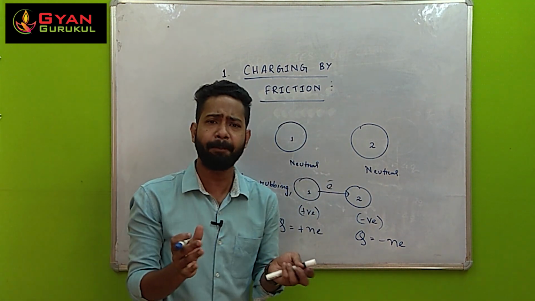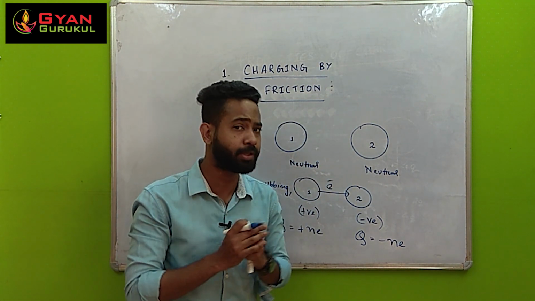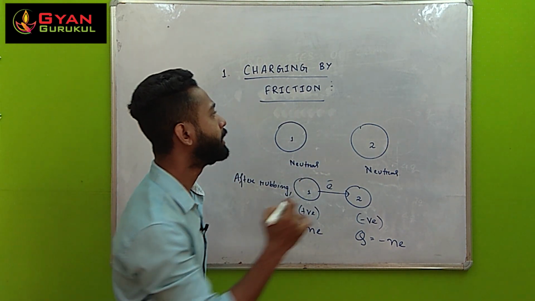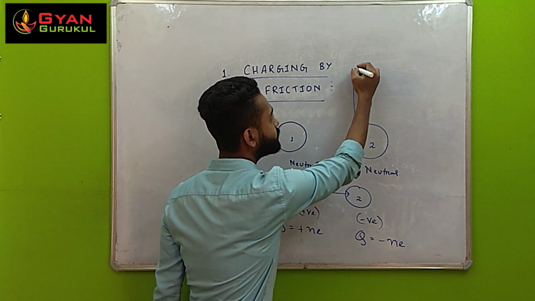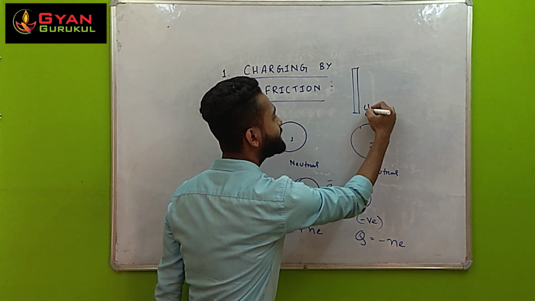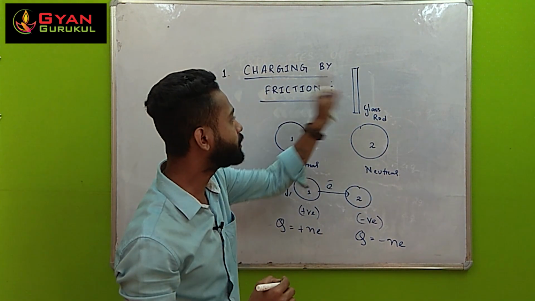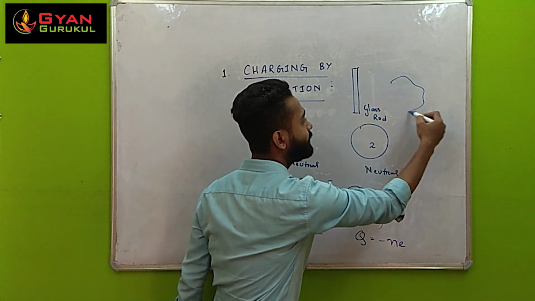Now there is a very simple, and I would rather say a silly, question being asked by some of the students. I'm giving you an example. Suppose I have a glass rod. This is an example that you will find in NCERT books. Suppose I have a glass rod and a silk cloth.